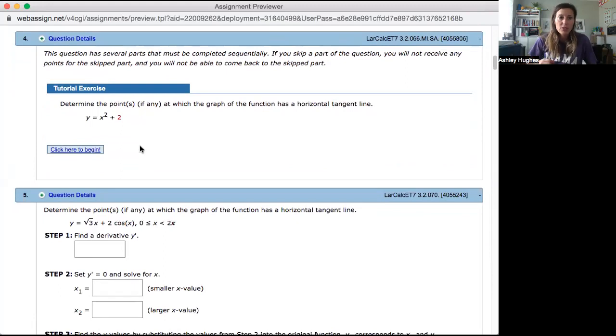This one, if we take the derivative, we do get something that equals 0. We get 2x, and that equals 0 when x equals 0.